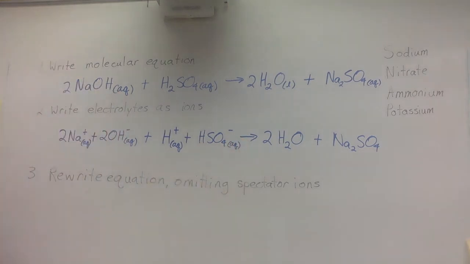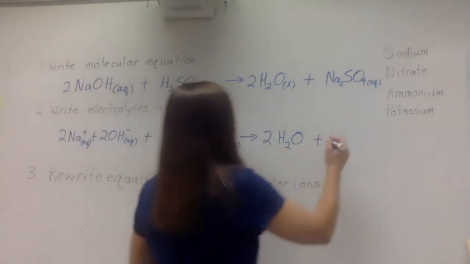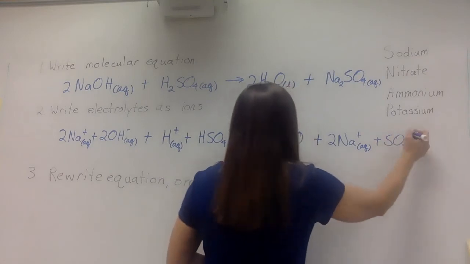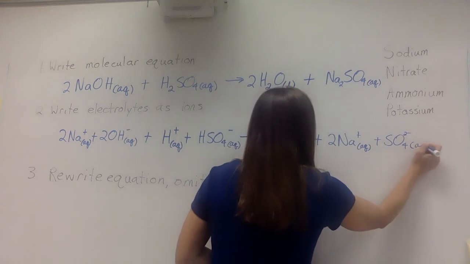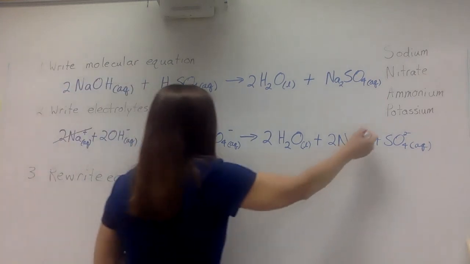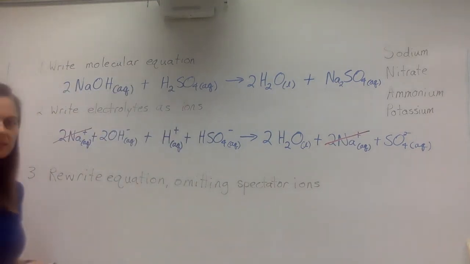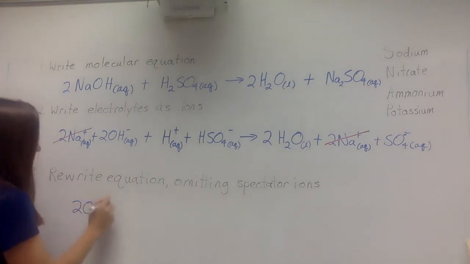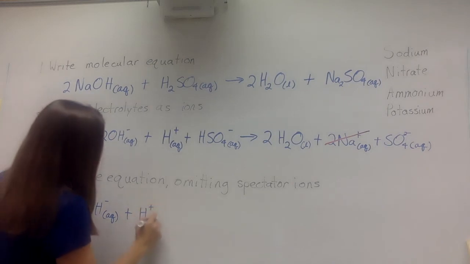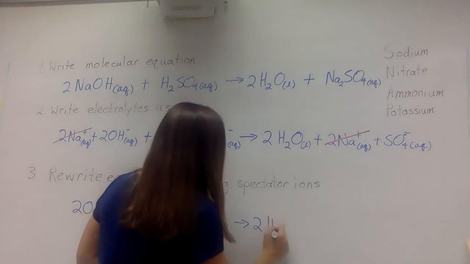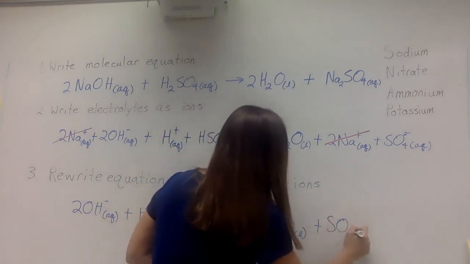Okay, so what spectators do we have? What do we have that's the same on both sides? Oops, I forgot to write my sodium sulfate dissociated over here. Let's fix that. 2 sodium ions in water and a sulfate ion in water. Okay. So when it comes to crossing these out, what spectators do we have? Well, I have 2 sodium ions over here and 2 sodium ions over there. And nothing else is the same on both sides. And so I have to keep all of the rest of it. So I would write the 2 hydroxide ions in solution plus a hydrogen ion in solution plus a hydrogen sulfate ion in solution yields 2 water molecules and a sulfate ion in solution.